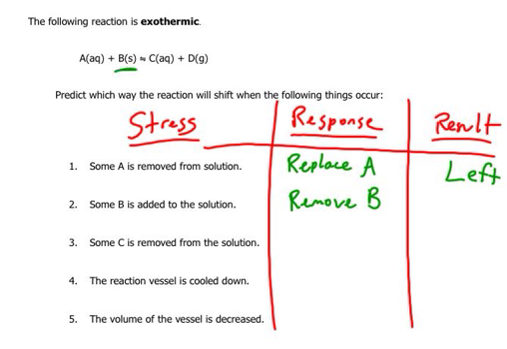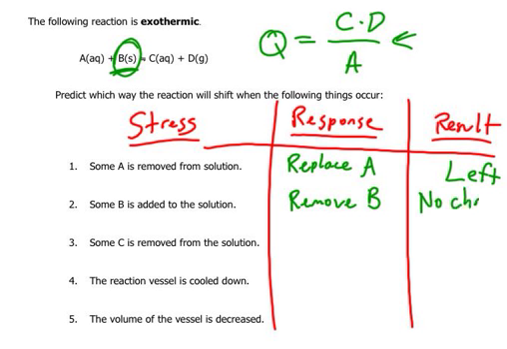B is a solid. And if we think about what Q is defined as, or K, C times D over A, B is actually not part of this because it's a solid. Its concentration never changes. So you might find this odd, but because B is not part of the K equation, adding B will not change Q, it won't change K, so there's actually not going to be any change as a result of B added. That's a little confusing, and the bottom line is that if it's not something that's in the equation for K or Q, it's not going to make a difference, so there's no change there.